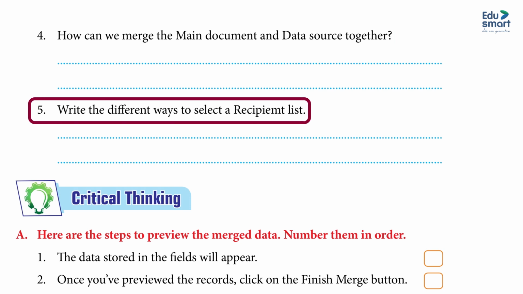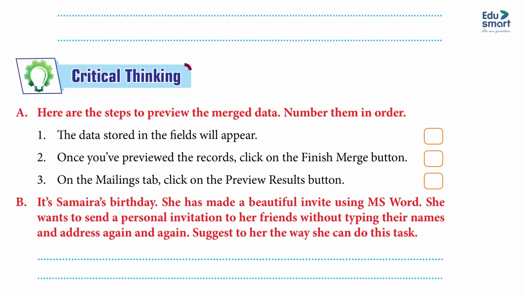5. Write the different ways to select a recipient list. Answer: Navigate to File, New, Blank Document. Select Recipients, Type a New List from the menu. Enter the necessary recipient information in each column of the New Address List dialog box. See Edit Data Source for more details on how to use the dialog box.